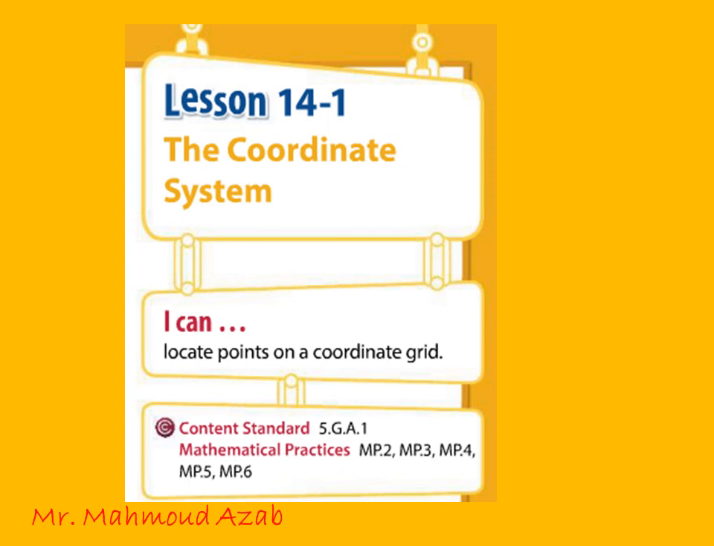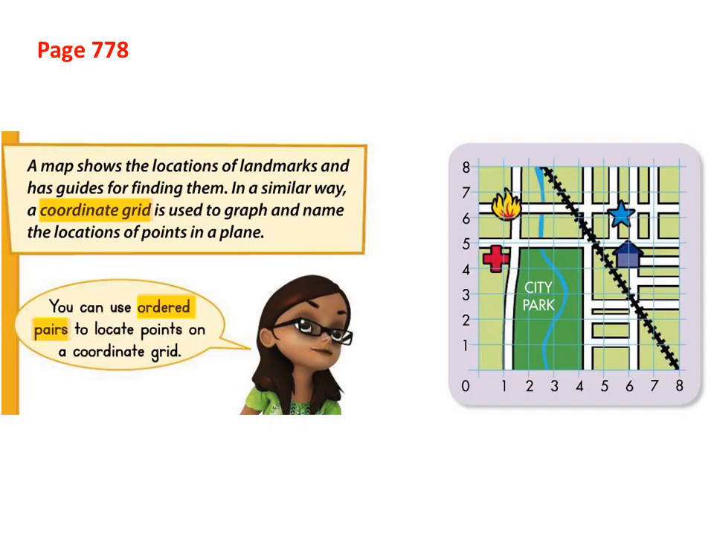Today, we will learn how to locate points on a coordinate grid. Use your page 778. Look at this map. This example says, a map shows the location of landmarks and has guides for finding them. In a similar way, a coordinate grid is used to graph and name the locations of points in a plane.